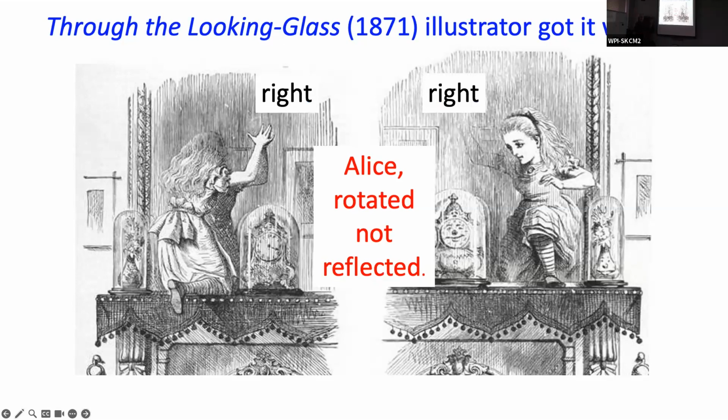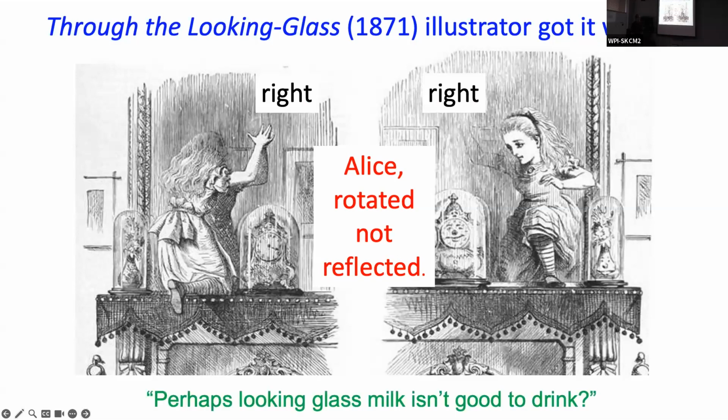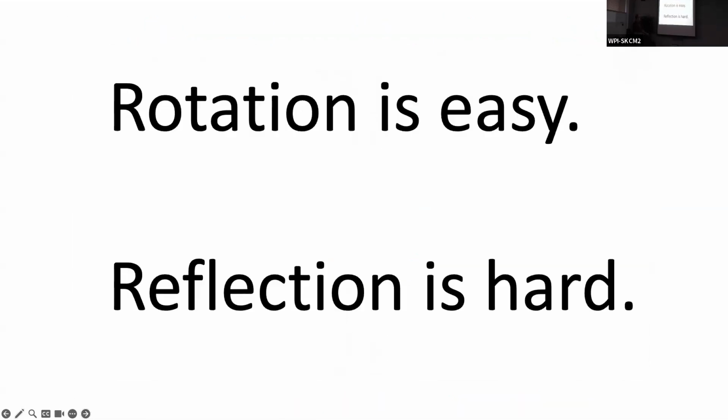Lewis Carroll in 1871 asked an extremely sophisticated question through Alice in this book. He said, perhaps looking glass milk isn't good to drink. That is, Lewis Carroll presumed that Alice was being reflected down to her very molecularity. And that was a pretty sophisticated question in 1871, given what we knew about the arrangements of atoms in space at that time, not very much at all. So rotation is easy, but reflection is hard.